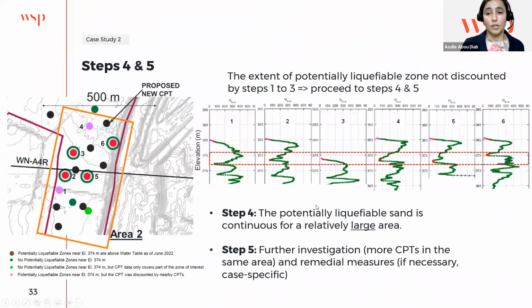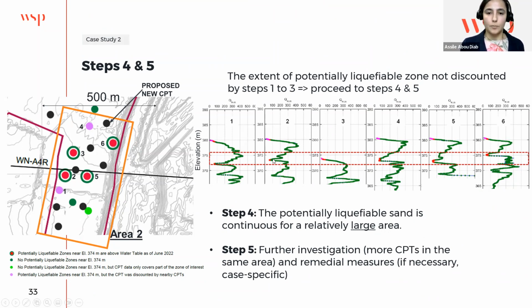Now, if the extent of the potential liquefiable zones is not discounted by following steps 1 to 3, we have to proceed to steps 4 and 5, which are to look at a wider zone and check the continuity of the liquefied sand over a wider zone. We can see from this example, looking at the wider zone and more CPTs, that the potentially liquefiable sand is continuous over a relatively large area.